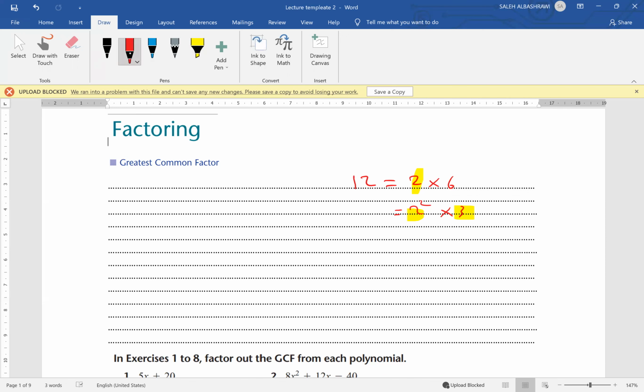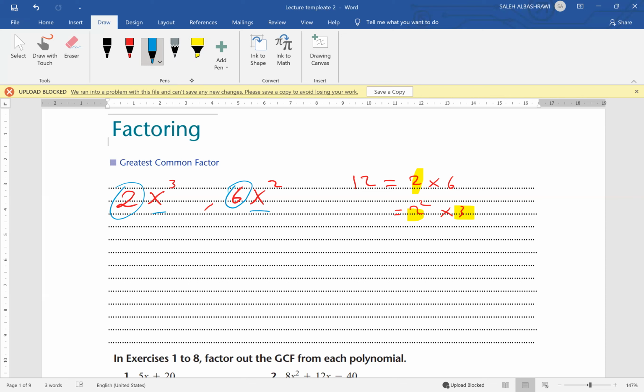For the greatest common factor, for example, if we have two terms, I have 2x to the power 3, this is a monomial, and let's say 6x to the power 2. For the terms of the polynomial, we have the coefficient, the constant, and we have the variable part.